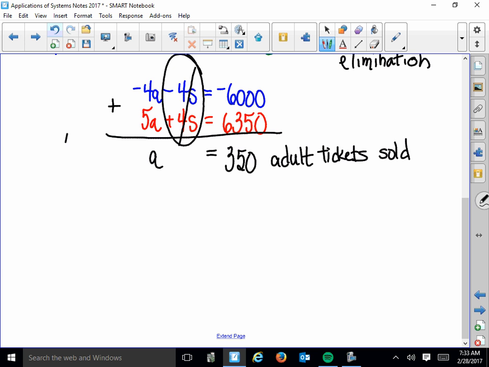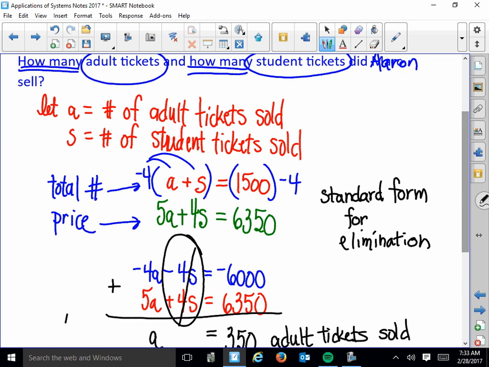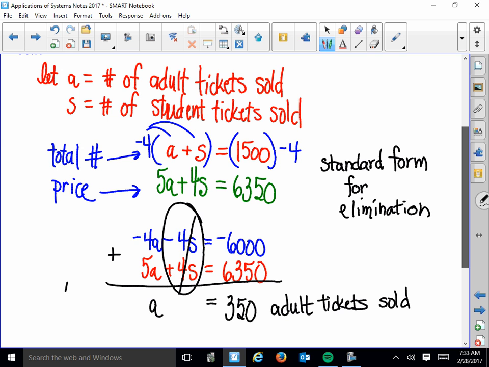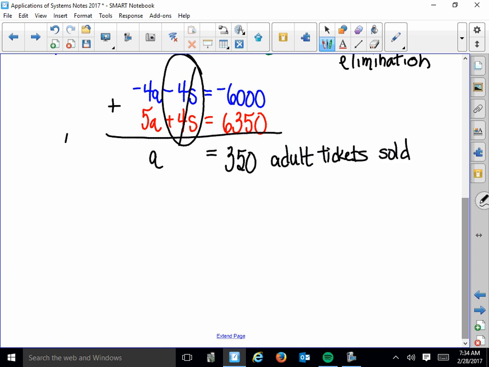Okay. So because I have a lot of information about the tickets sold, I'm going to go back to my original equations, and here they are. Here's the first one. Here's the second one. The first one is a simpler equation to work with. A plus S equals 1,500. So I am going to use that equation.